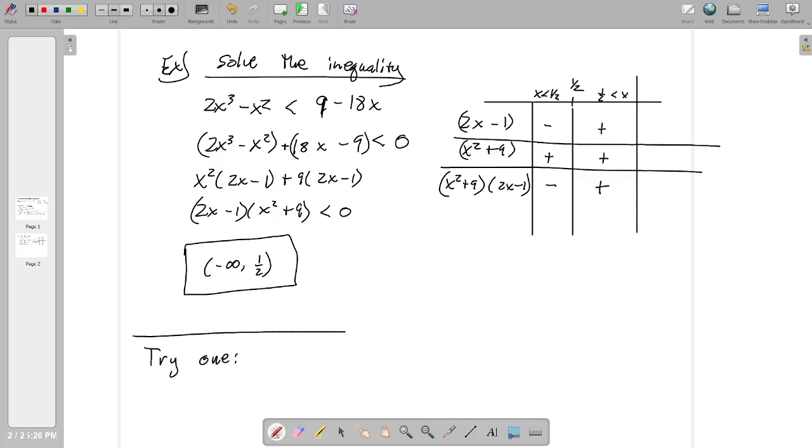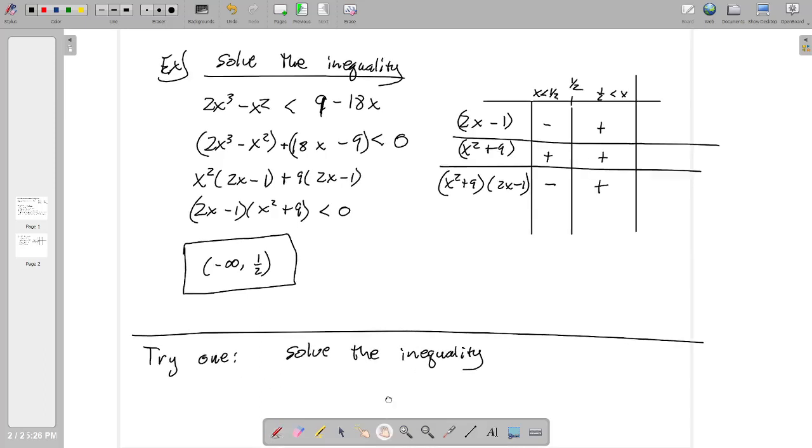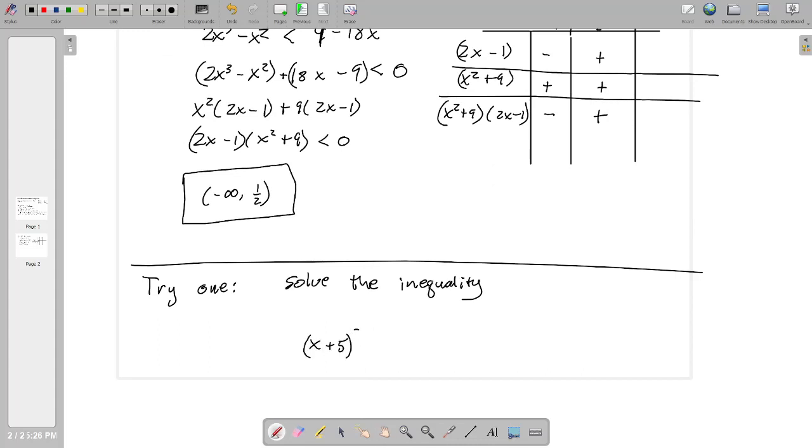I want you to try one now. Solve the inequality. (x + 5)² times (x + 3) times (x − 1) is greater than 0.